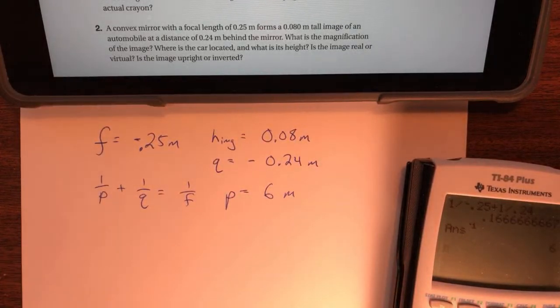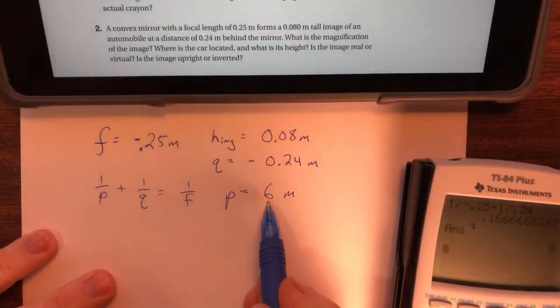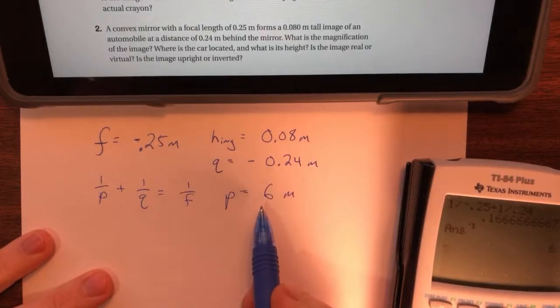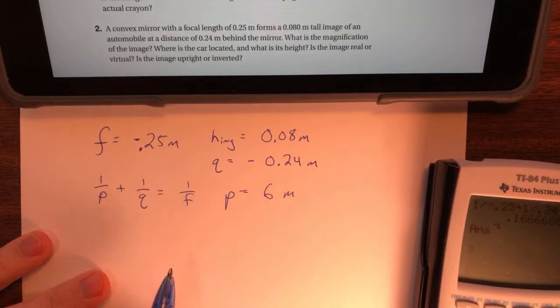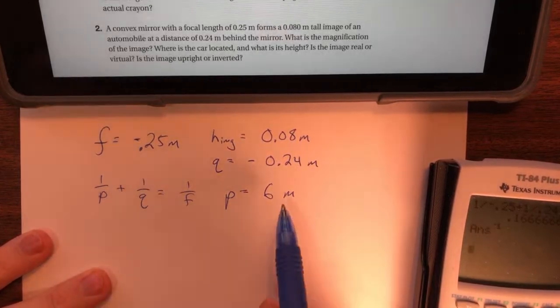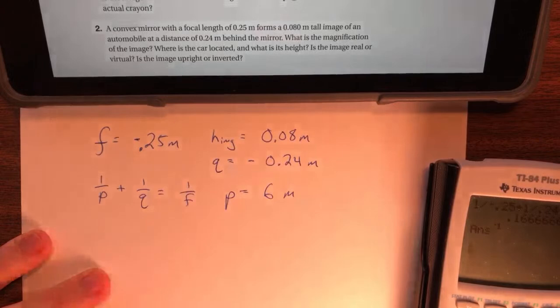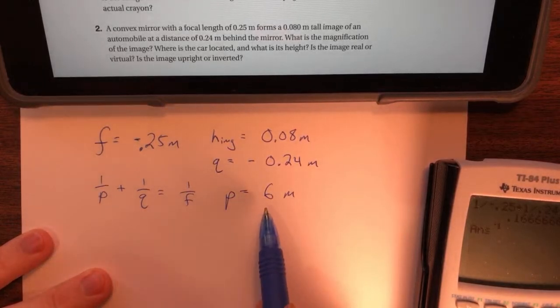All right, are we good with that? 6 meters? Okay, so that's a distance 6 meters away, which is definitely going to be some distance behind the car. A car is only maybe 3 meters long, so this is fairly close to your car, about 3 meters behind your car, something like that.